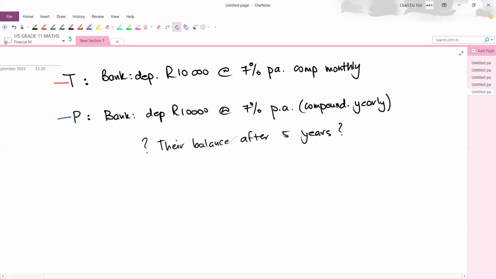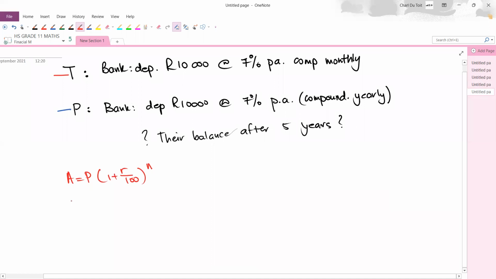So let's work out Tatu's balance after 5 years. A equals P bracket 1 plus R over 100 to the power of N. You're going to help me put in values here. P is what? 10 grand. And the rate? 7 divided by 100. Over? Divided by 12. Good. To the power of? 5 times 12. Awesome. Excellent. Let's put that in the calculator.